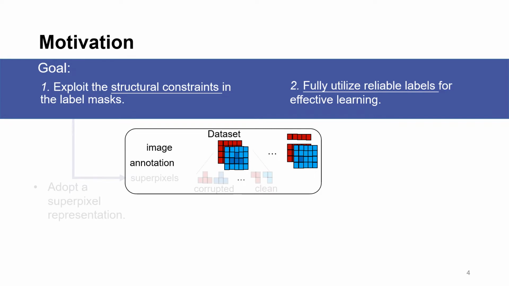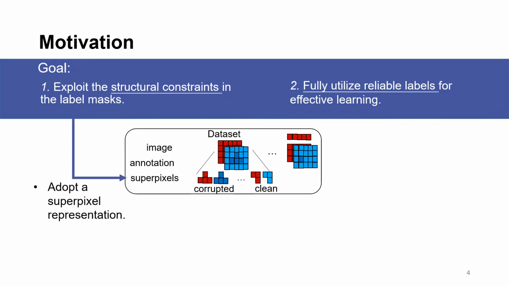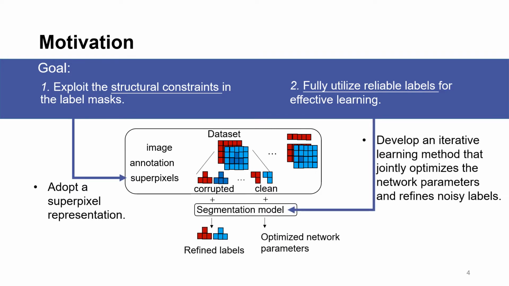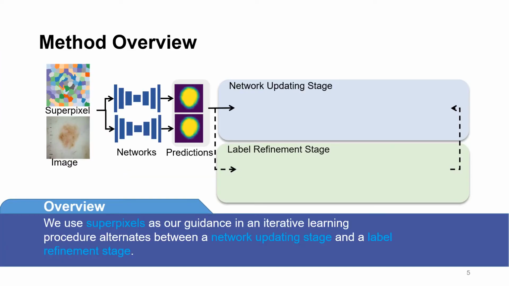To achieve this, we adopt a superpixel representation and develop an iterative learning method that jointly optimizes the network parameters and refines noisy labels. As an overview, we use superpixels as our guidance in an iterative learning procedure, which alternates between a network updating stage and a label refinement stage.